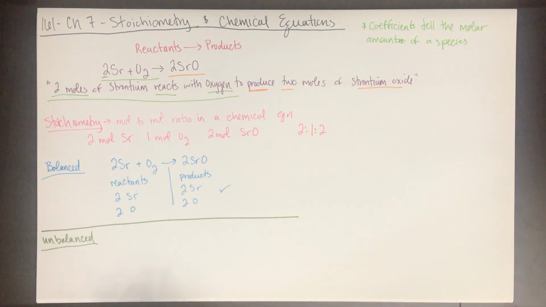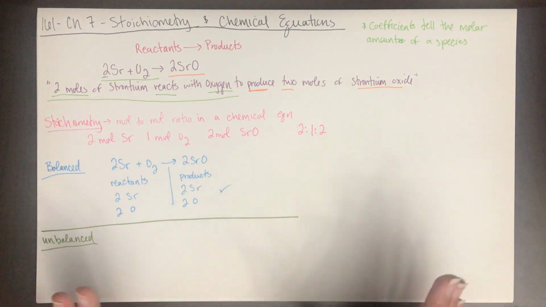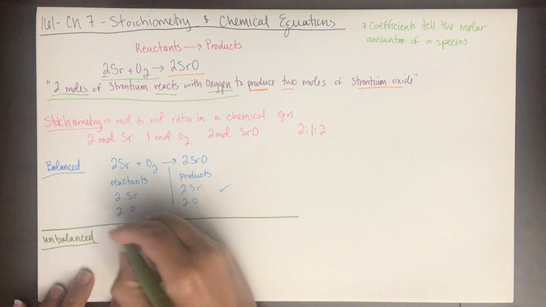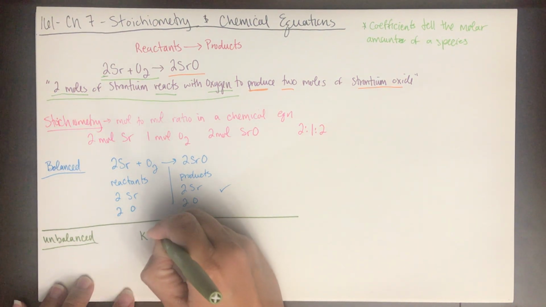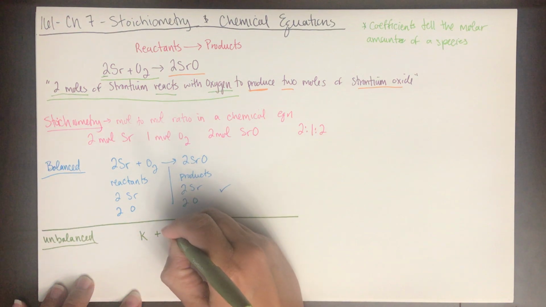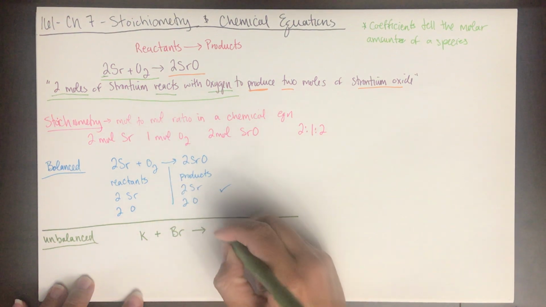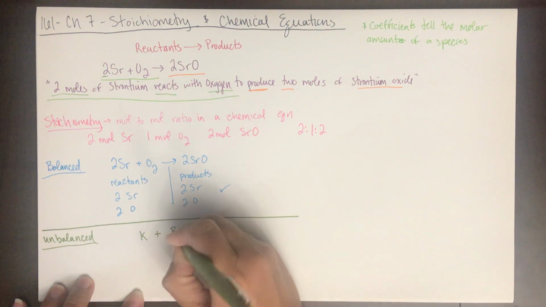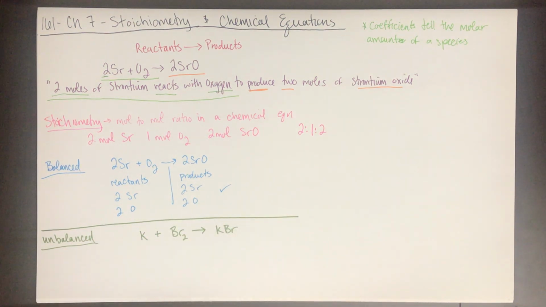The first thing that you'll want to do before you ever do any math with a chemical equation is make sure that it is balanced. So here I'm going to say potassium plus bromine produces potassium bromide. When I said bromine, I should have put KBr. Okay, I'm going to write a few and then we'll work through it.